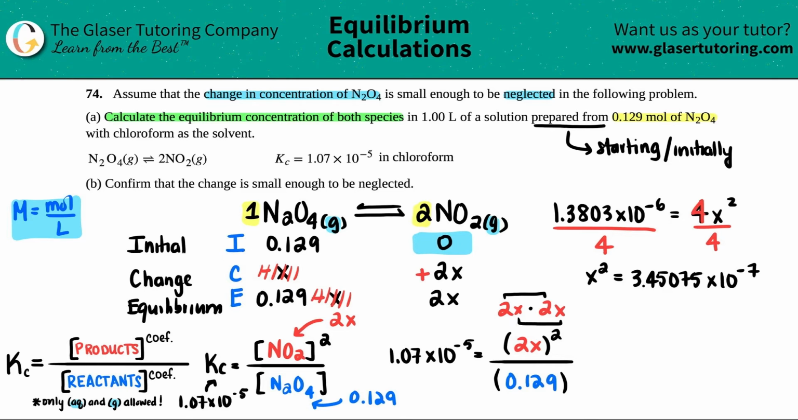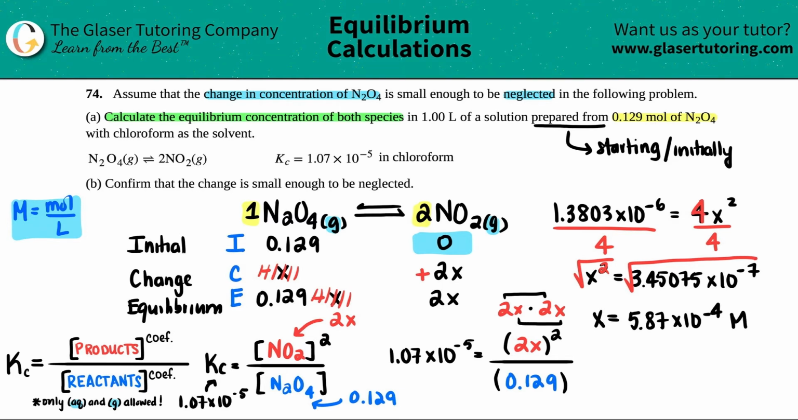And now this is being squared. So I just take the square root and I'm going to have x equals. So I'm just going to square root that answer. And now I'm going to round. So in this case, it looks like I have 3 sig figs. So I'm going to say 5.87 times 10 to the negative fourth. And keep in mind that these are molarity values.